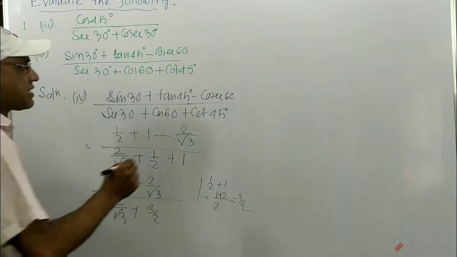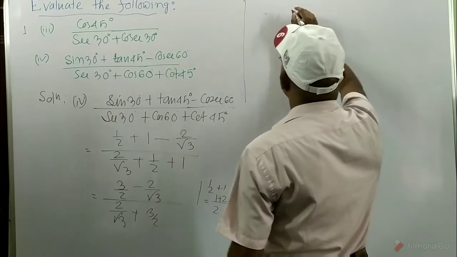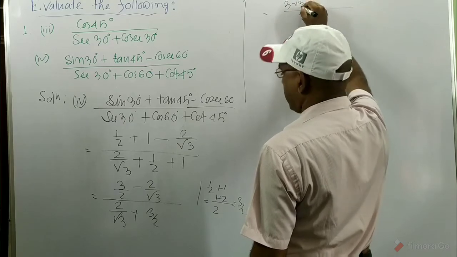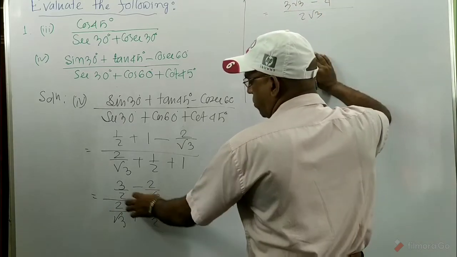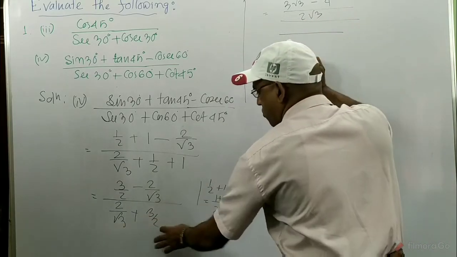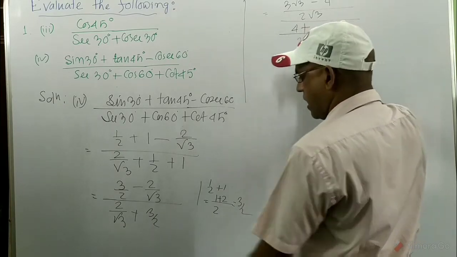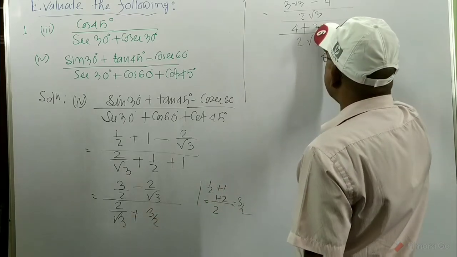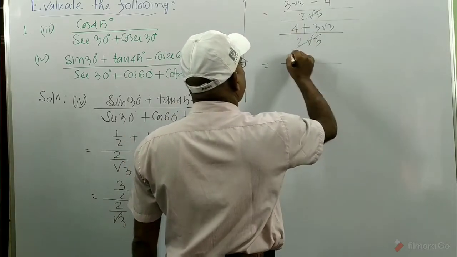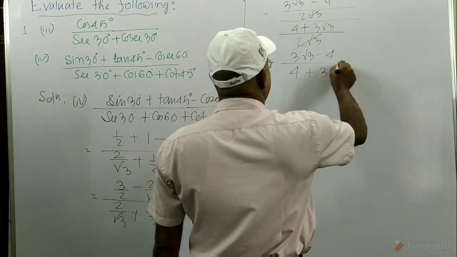Next, taking LCM. In the numerator, LCM is 2 into root 3. 2 into root 3 times 3 by 2 is 3 root 3, and 2 by root 3 gives 4. So we get 3 root 3 minus 4. In the denominator, LCM also is 2 into root 3. Now this LCM cancels. We get 3 root 3 minus 4 over 4 plus 3 root 3.